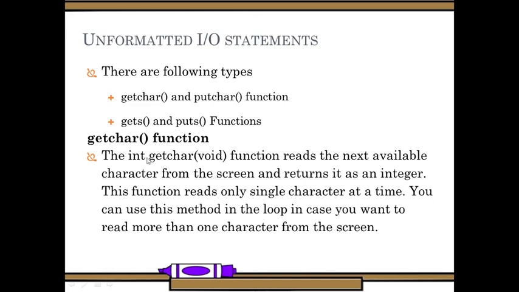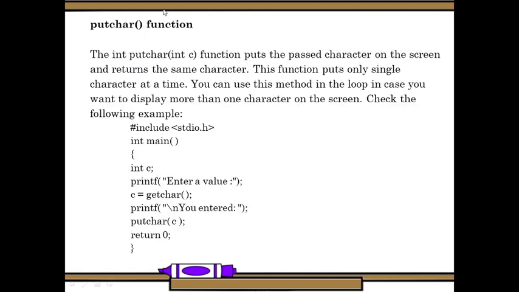So the getchar function: the int getchar(void) function reads the next available character from the screen and returns it as an integer. This function reads only a single character at a time. You can use this method in a loop in case you want to read more than one character from the screen.